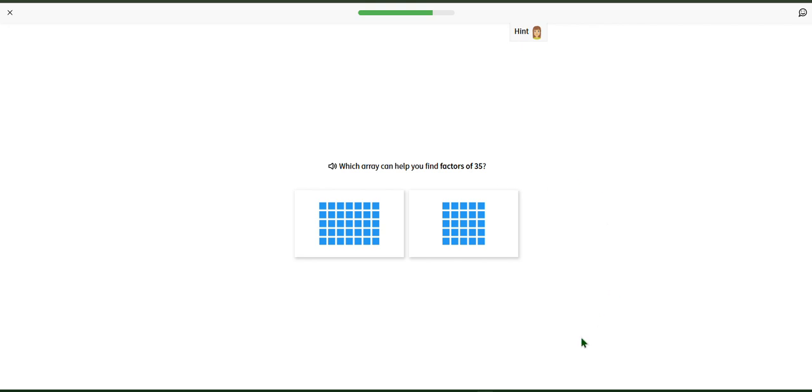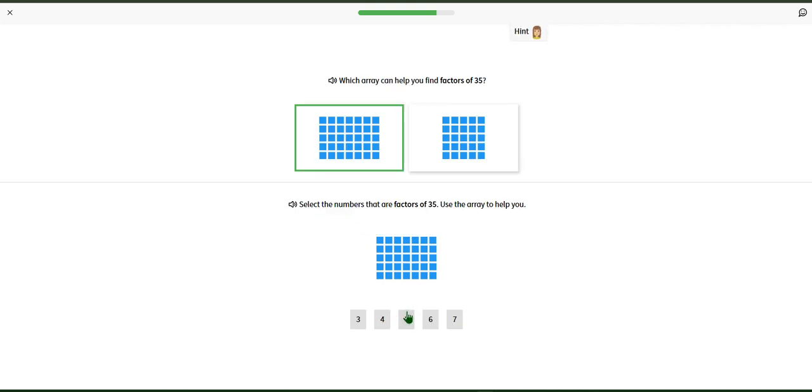To make 35, this one is 5 by 5. We've already used that for 25, so it can't be that. Our multiple is 5 times 7. 5 on this side, 7 on top. 5 and 7.